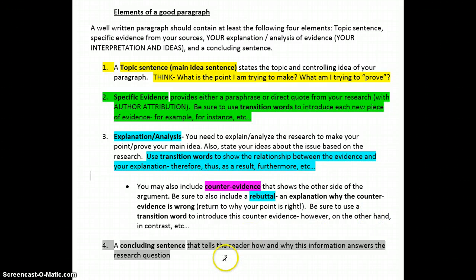Finally, each paragraph needs a concluding sentence that provides closure. The concluding sentence tells the reader how and why this information answers the research question.